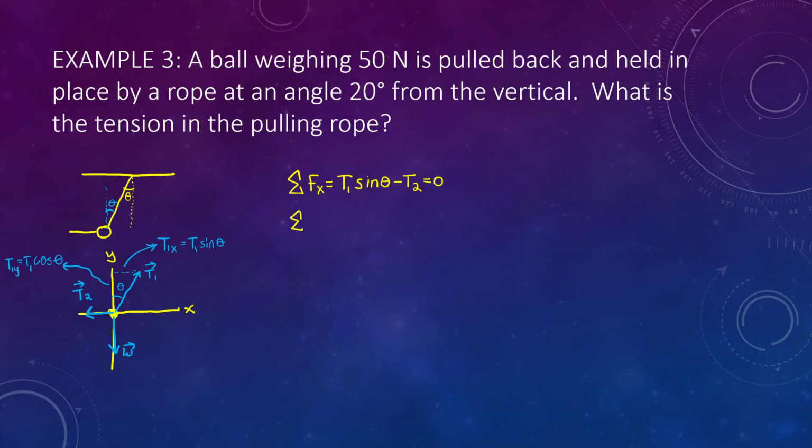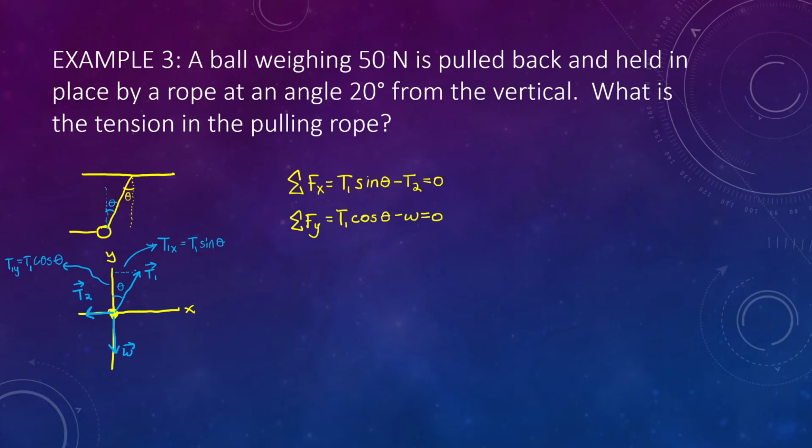Let's now look at the y direction, the sum of forces in the y direction. Well, we also have two forces. In this case, it's the y component of T1, or T1 cosine theta, minus the weight, which is in the downward direction, so that's why it's negative. Again, in equilibrium, so it's equal to 0. So these are the two equations we want to start working with to solve this problem.